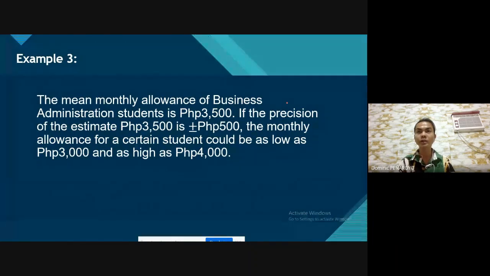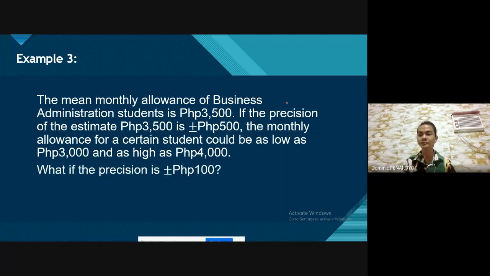So for the lower limit, the computation is point estimate minus the margin of error. So 3,500 minus 500, that is 3,000. And for the upper limit, that is point estimate plus margin of error. So 3,500 plus 500 pesos, that is 4,000 pesos. So again, the interval estimate is between 3,000 and 4,000 pesos.